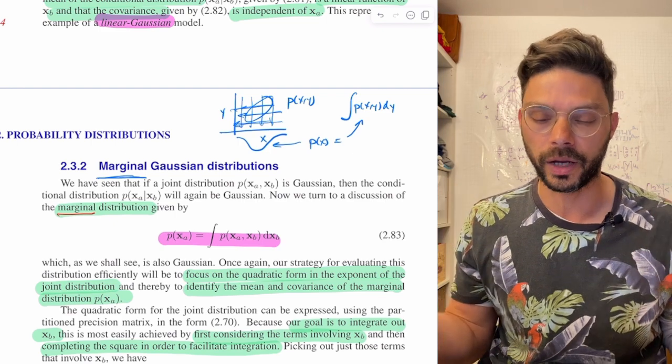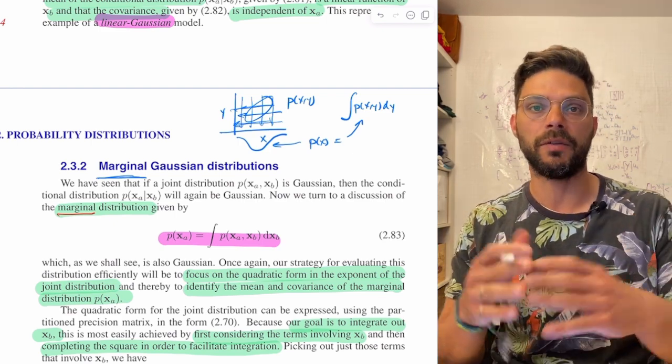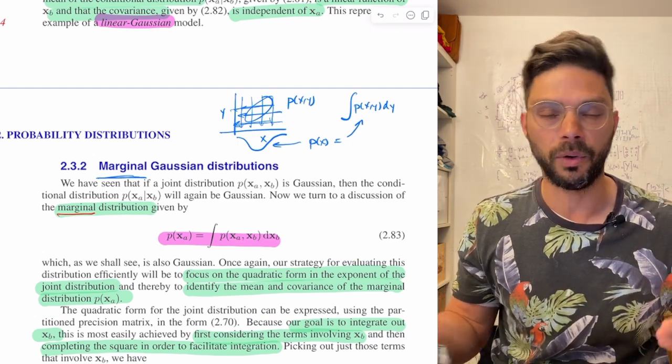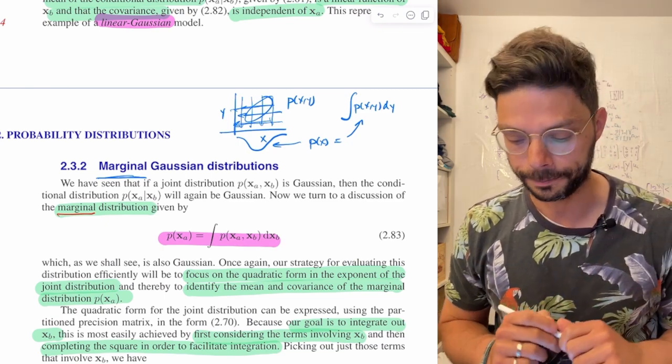That's at least how I remember why it's called a marginal distribution. But the idea is just don't get confused by it. It just means that when you have a joint distribution, the distribution you get when you integrate out a subset of the variables is the marginal on the remaining.